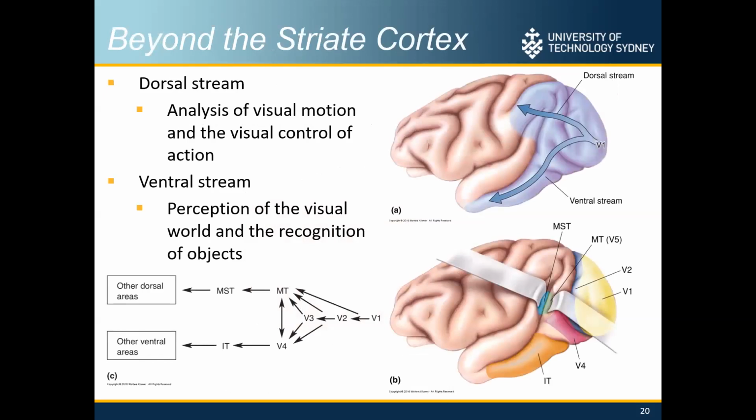Beyond the striate cortex, there are 2 large cortical streams that were identified. So you have the dorsal stream and you also have the ventral stream. The dorsal stream is noted to analyze visual motion and visual control of action, while the ventral stream, on the other hand, is noted to be involved in the perception of the visual world and recognition of objects. These processing streams were primarily studied in monkeys, where brain measurements from a single neuron were made.